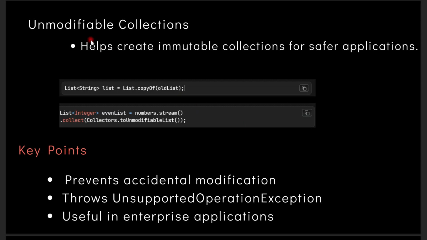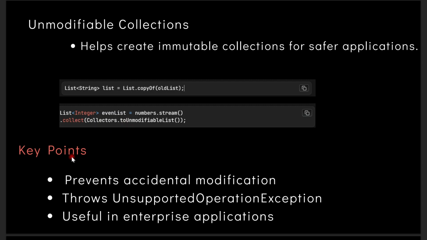And they introduced unmodifiable collections, which help us to create immutable collections for safer applications. So here is the syntax for creating immutable collections. If you want to create any immutable collection using the List.copyOf method, you can do it. If you have an existing list reference, you can pass it to this copyOf method. And using the Collectors.toUnmodifiableList method also, it will support creating immutable collections in Java, from Java 10 onwards.